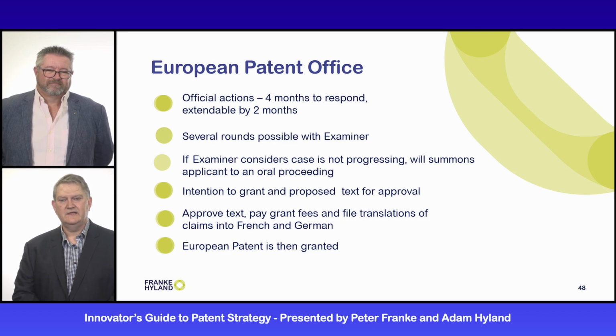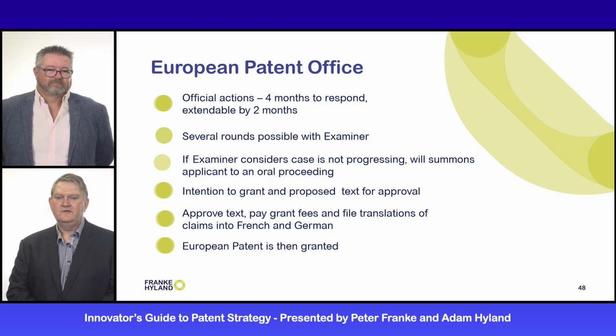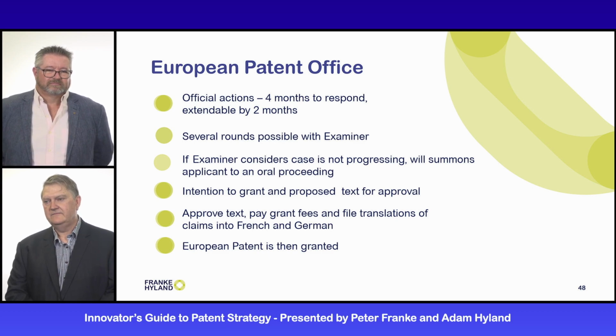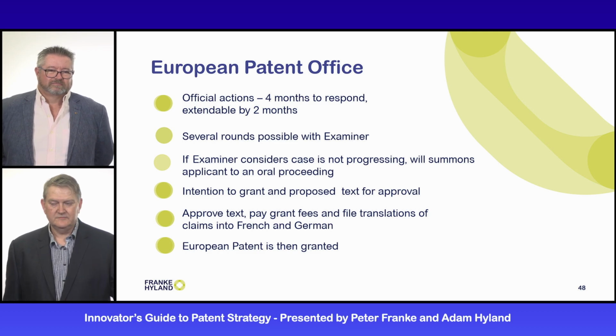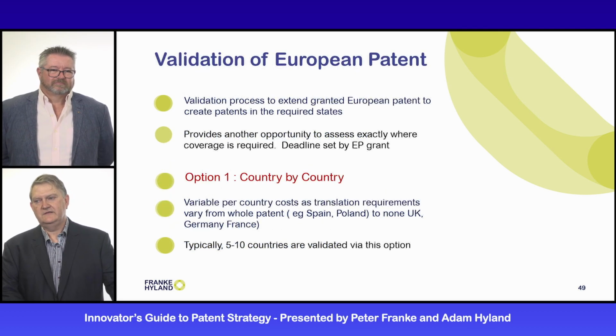Assuming you progress successfully, they will issue something called an intention to grant and give you a proposed text, which the examiner may have made some amendments in, so we need to check that fairly carefully. And that sets the timeline for what has to happen for grant. So you've got to approve that text or go back and argue why the text is no good. You've got to pay the European grant fees, and you also have to file translations of the claims into French and German. And at the end of that, the European patent is granted. But as I mentioned before, that's not really the end of the show.